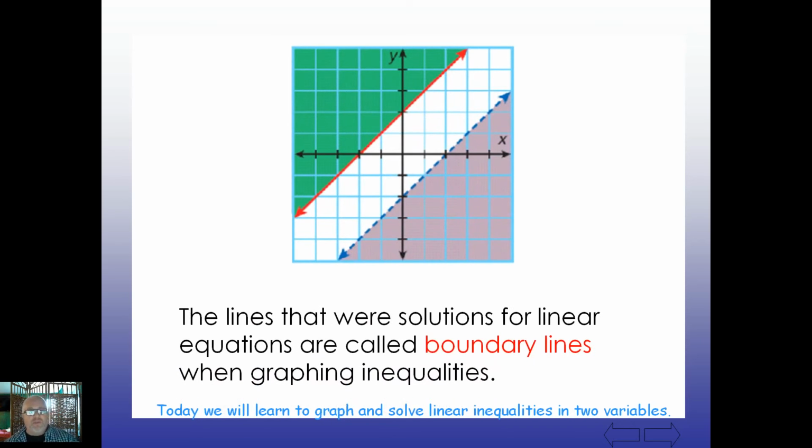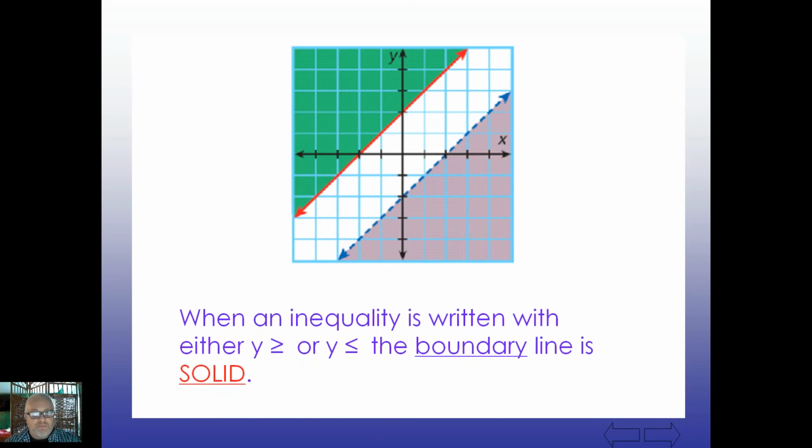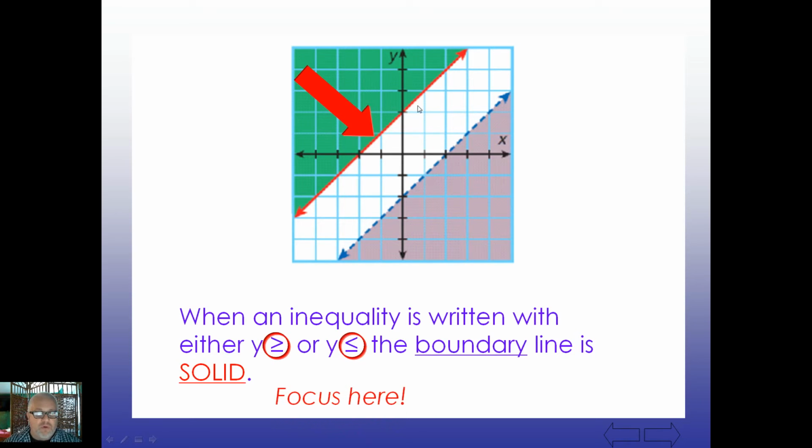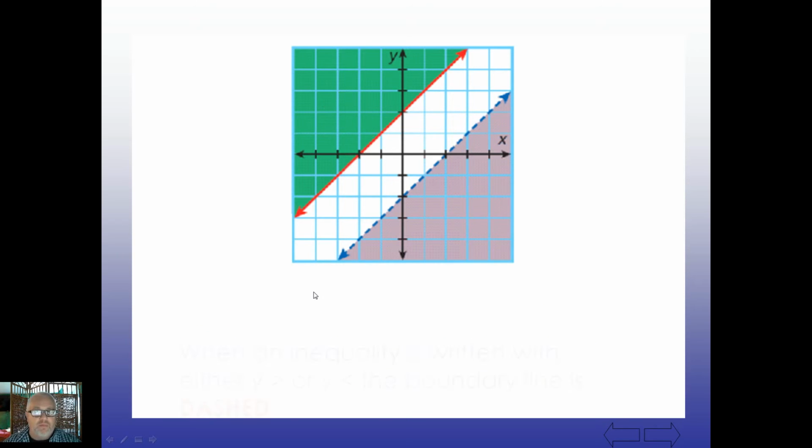So let's look at some distinguishing characteristics here. The lines that were solutions for linear equations are called boundary lines. So these lines that we graph, the red one here and the blue one here, these are called boundary lines of our inequality. Those two right there. When an inequality is written with either y is greater than or equal to or y is less than or equal to, the boundary line is solid. You'll notice here that we have this red one. So focus right here where we've got greater than or equal to, less than or equal to. If you have that equal to sign underneath, you get a nice solid line in your graph.